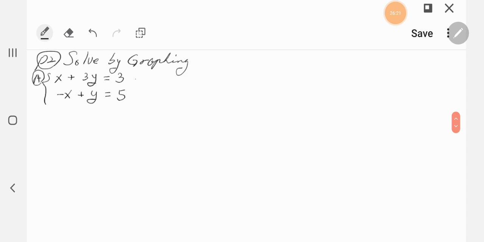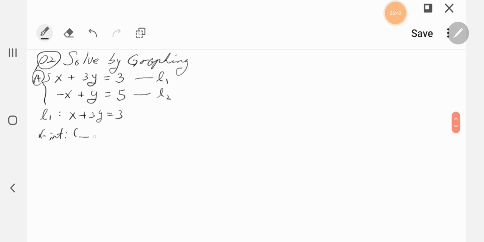All right, so let's say the first equation is line 1, line 2. Equation 1 and equation 2. So for line 1, let's find the x-intercept. Line 1 is x plus 3y equals 3, right? So from here, let's find the x-intercept.